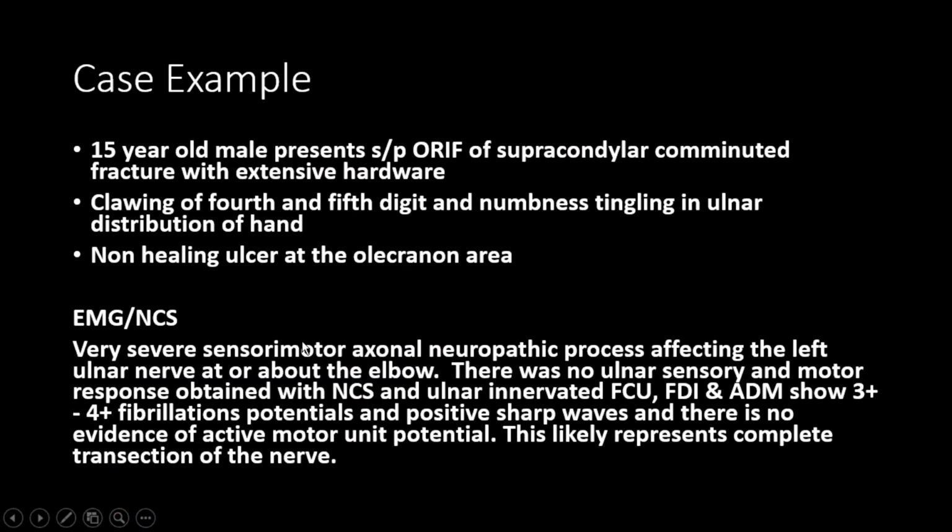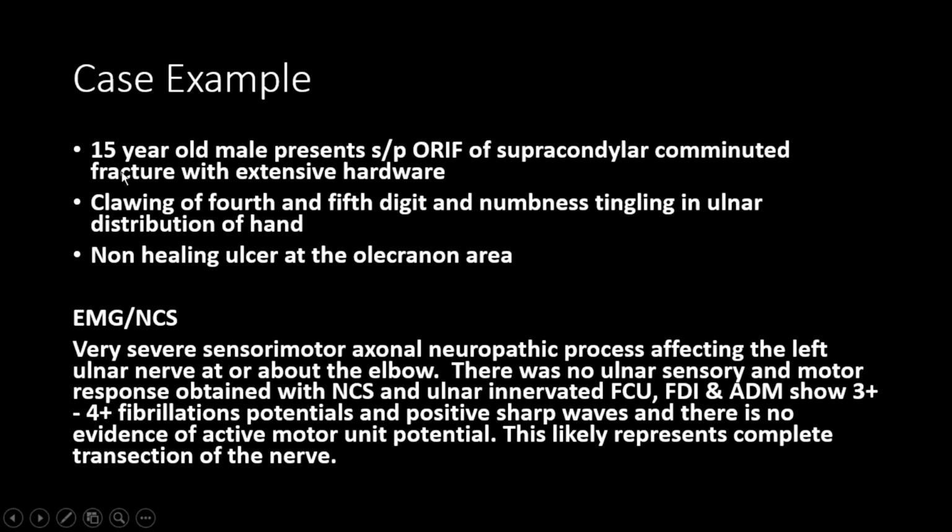Now, contrasting the previous case of ulnar neuropathy, status post ORIF, forming a neuroma and dense scarring around the nerve. The second case is again a patient presenting with ulnar symptoms, but he's a young patient who also had a comminuted supracondylar fracture, and there was a lot of hardware in that area, K-wire and screws and plates. He also had clawing of the fourth and fifth digits and numbness and tingling. There was no motor unit action potential observed. So the EMG was more or less the same for this case and the last case.